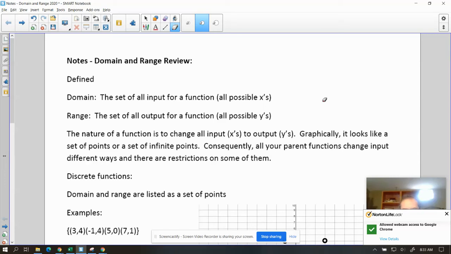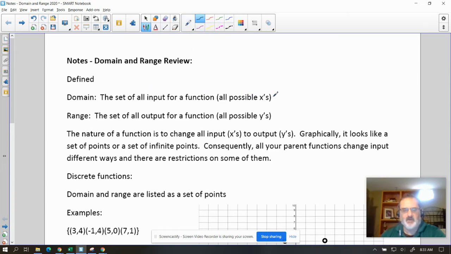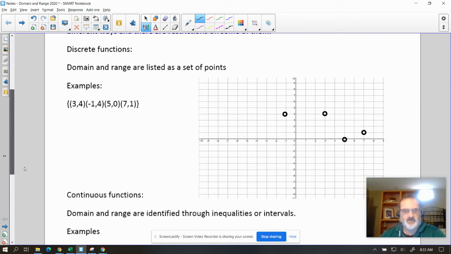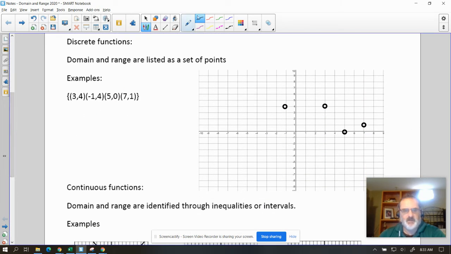In this video, we're going to be talking about domain and range. Domain is the set of all inputs of a function, or all possible x's. Range is the set of outputs for a function, or all possible y's. So if we scroll down to our first example, I'm going to be listing the domain in blue.